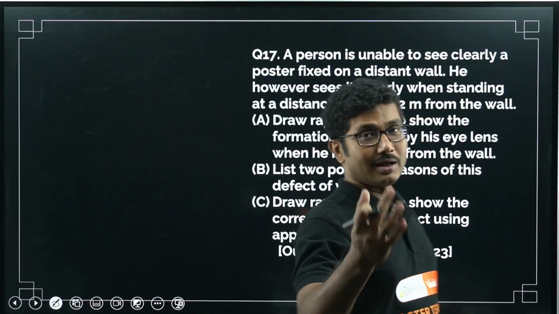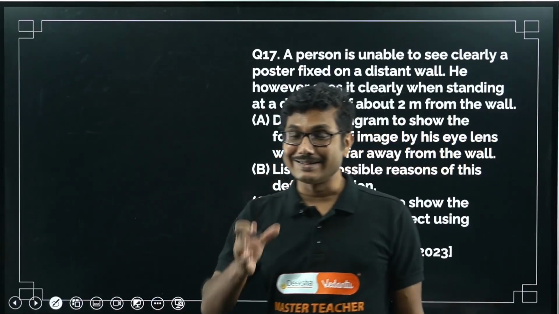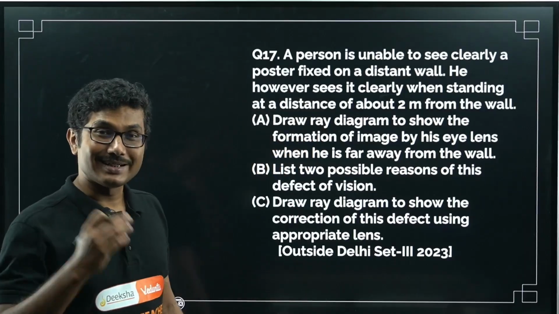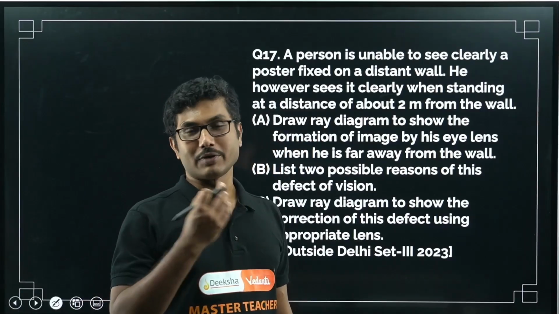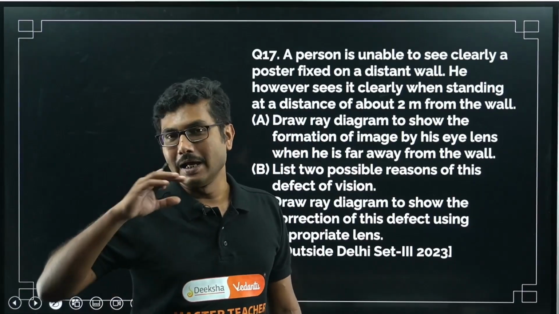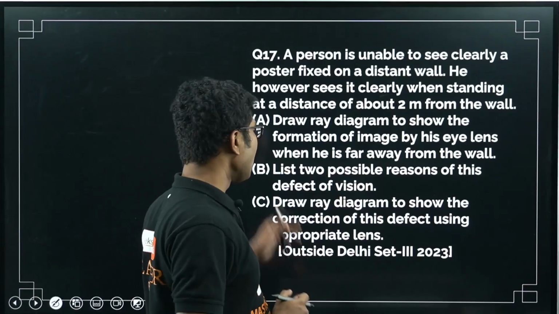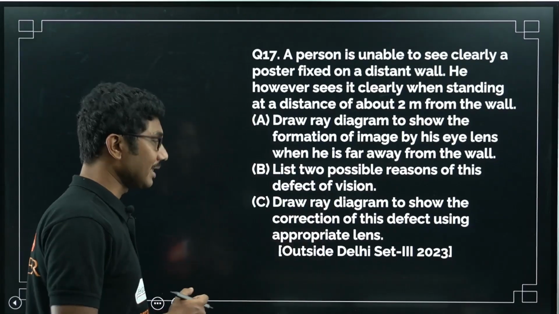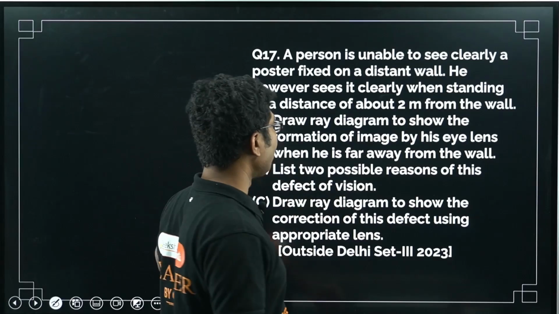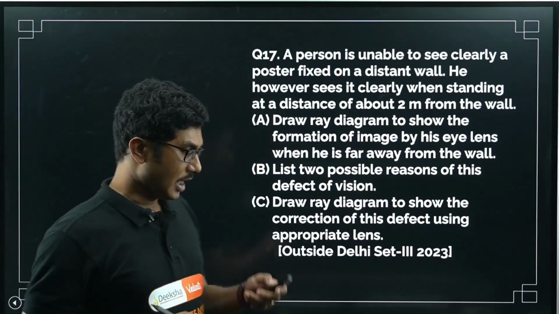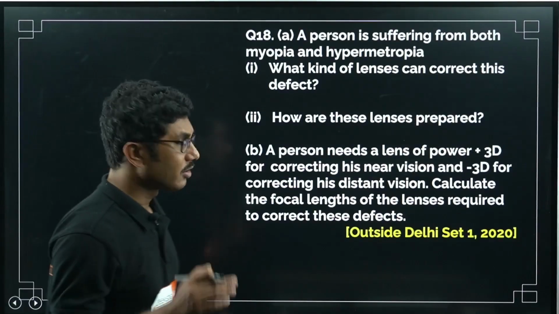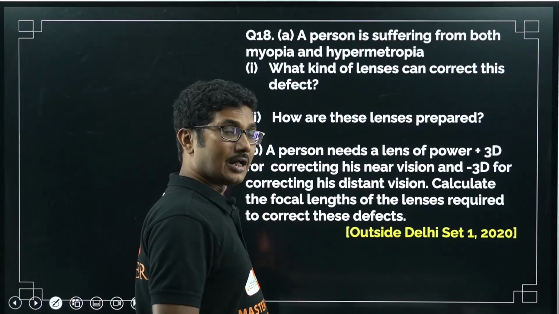Why does myopia occur? The eye lens is elongated, or the curvature of the lens increases. So both are possible. The focal length of the eye lens decreases. Any one of the points you can mention. Draw the diagram to show the correction. This question is already done in our previous question, so we are not going to discuss it, but we can check the previous answer.